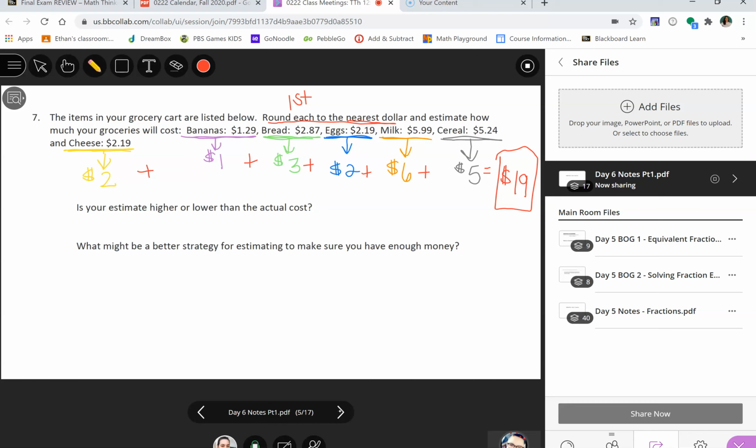But in real life, you probably don't want to do that, right? If you did that in real life, you might end up with not enough money to pay. In real life, you'd probably round everything up to overestimate. So like you'd make sure you have enough money, or you would just find the exact answer, right? So it says, is your estimate higher or lower than the actual cost? So let's find the actual cost. Add up all those decimal numbers. So I'll give you a second to type them in on your calculator.